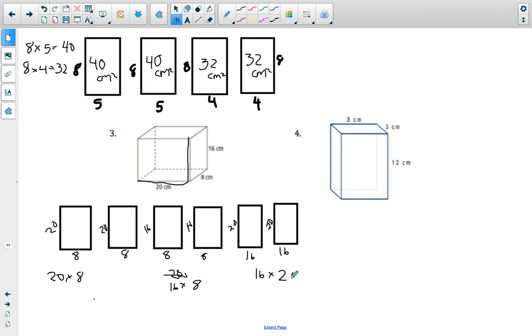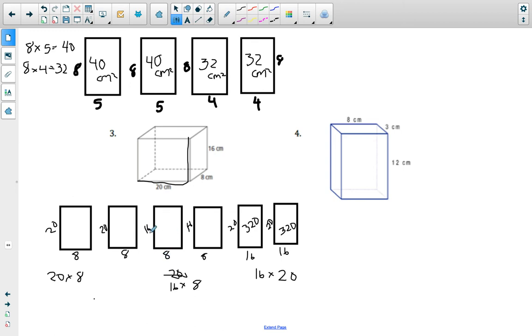Using my mental math, I know 16 times 2 is 32, so 16 by 20 will be 320. This one will also be 320. Again, we're talking centimeters squared. If you don't write them in at this point, that would be okay, as long as you remember at the very end. 8 by 16. Oh, that one's tough.